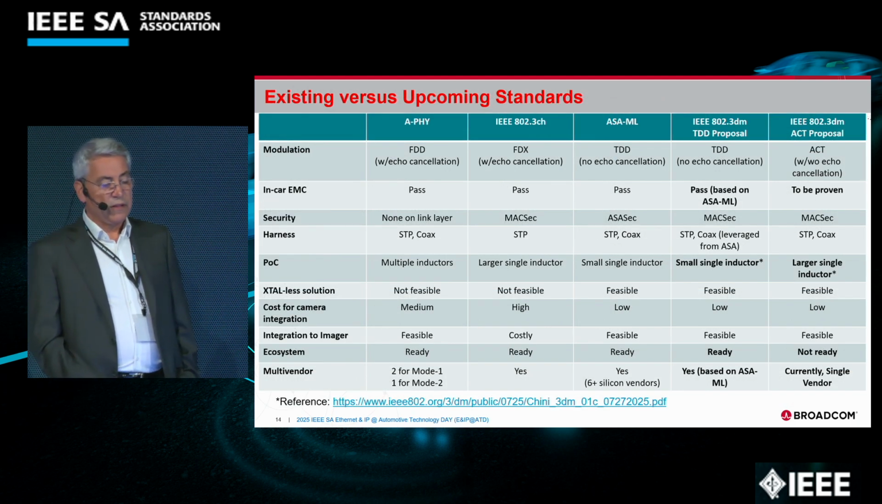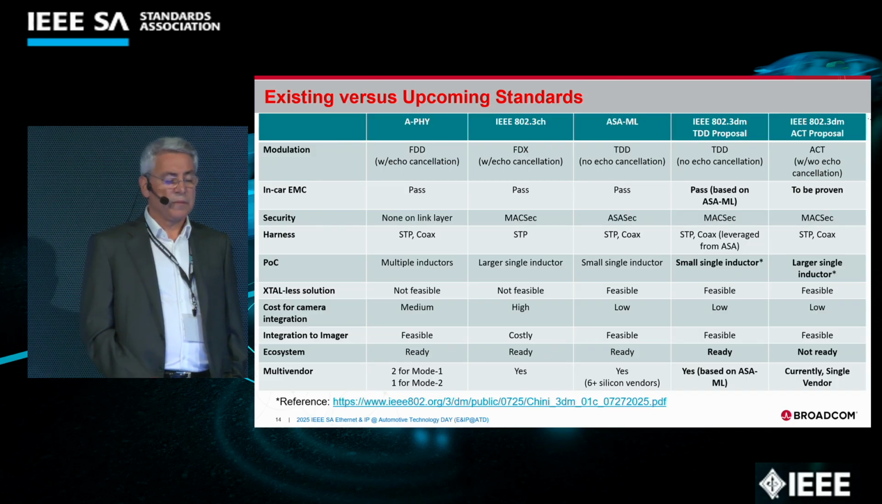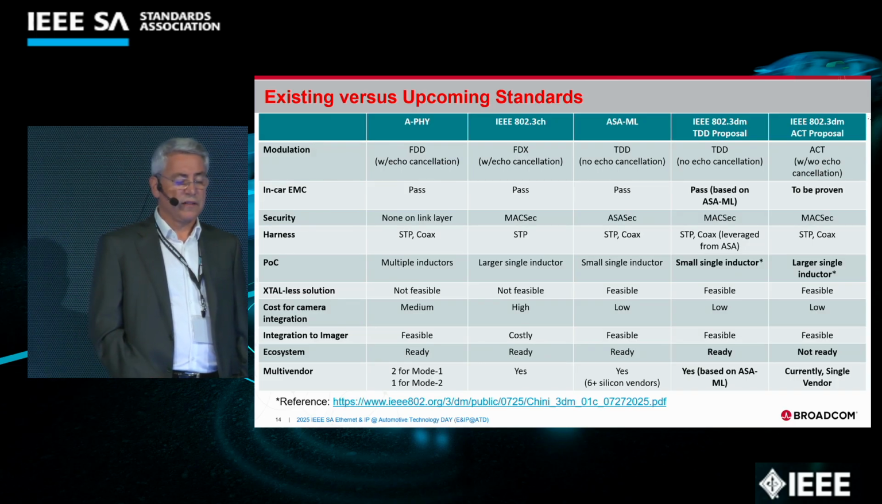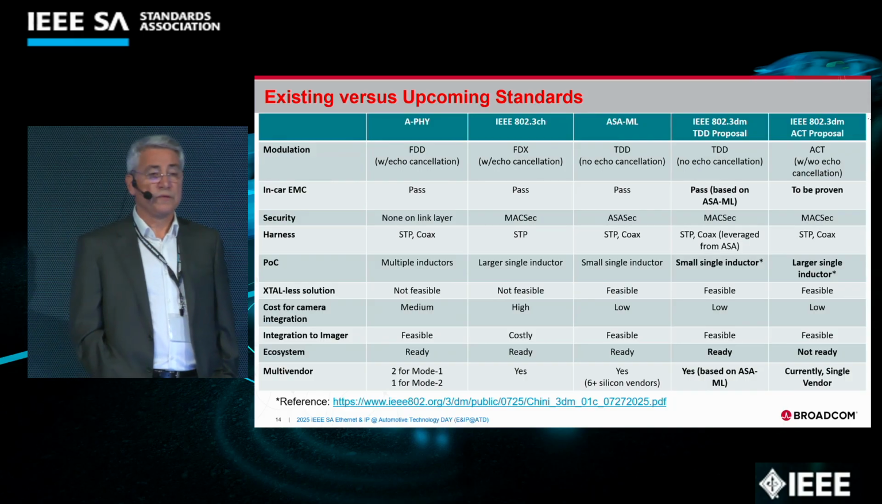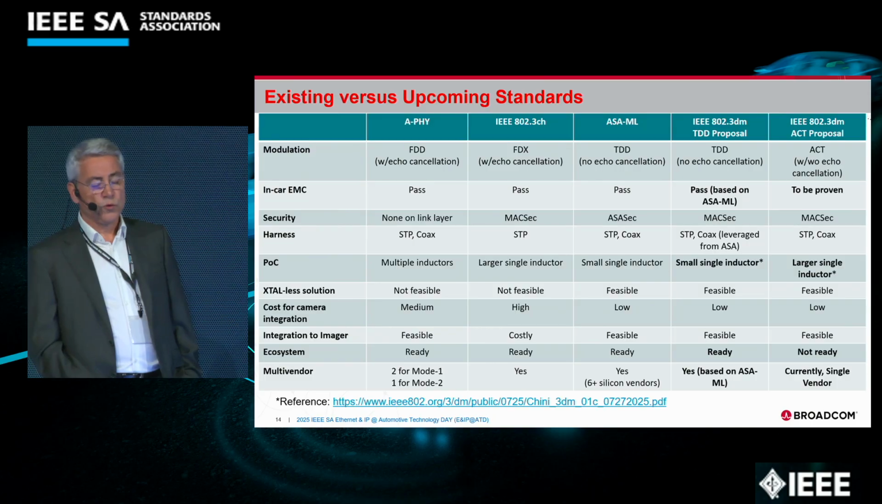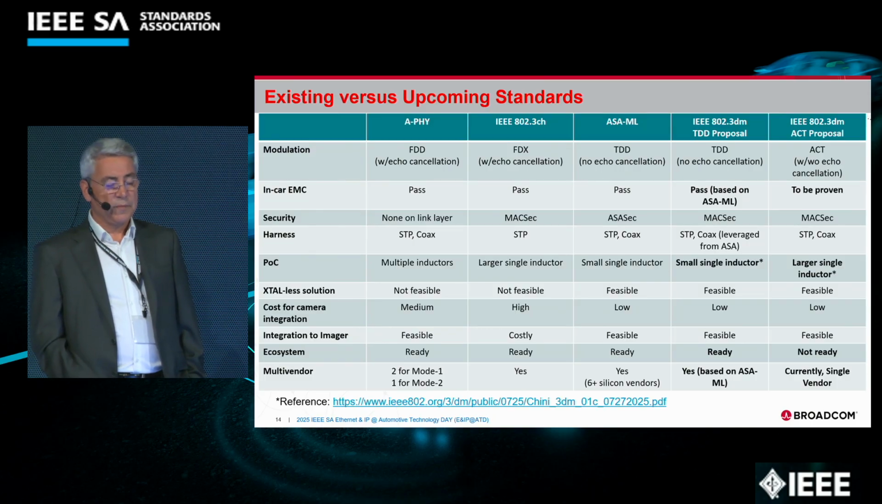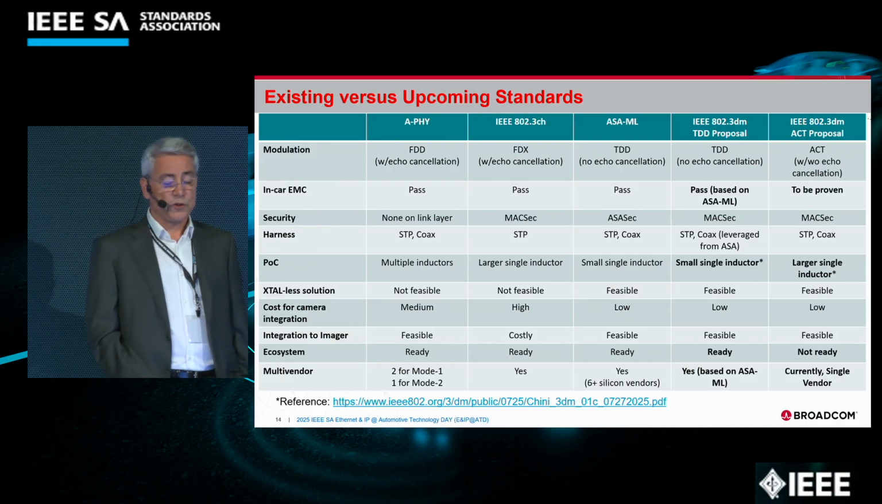Now let's take a look at the existing versus upcoming standards. Again, this is by no means a complete list of standard solutions. There are other solutions available in the marketplace. This table shows one important factor. The market is very much fragmented. There are many solutions available, upcoming standard solutions and existing solutions, which creates some confusion in the marketplace from the OEM perspective because there are so many solutions to choose from.